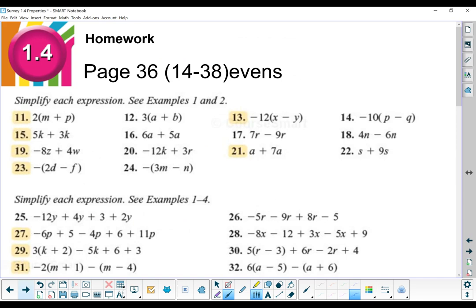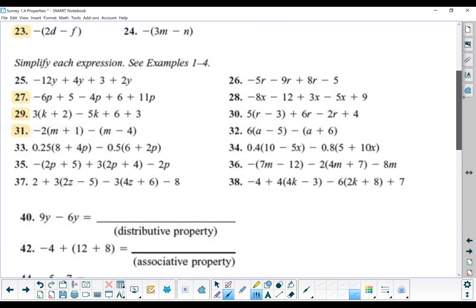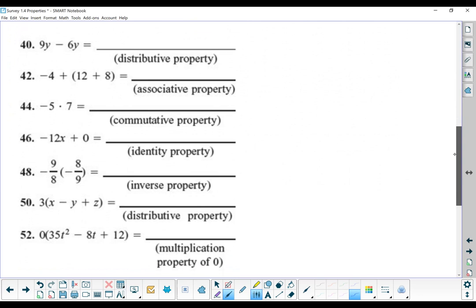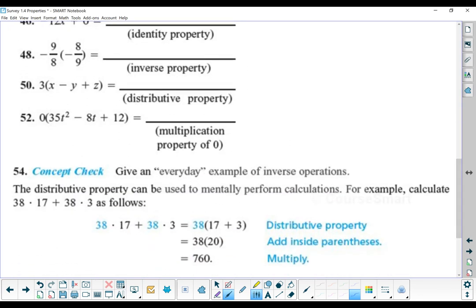That is enough. That should cover the problems that you're going to see when you do the evens on this. Look in your textbook under page 36. We're doing 14 through 38 even. And there's those properties down at the bottom. So good luck.